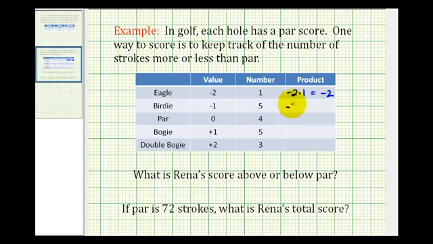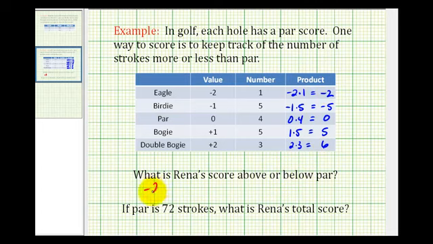Here we'll have -1 times 5. Again, a negative times a positive is negative, so this is -5. Here we're going to have 0 times 4, which is equal to 0. And then we have 1 times 5, that's 5. And here we have 2 times 3, which is equal to 6. So to determine the score above or below par, we need to sum these products.